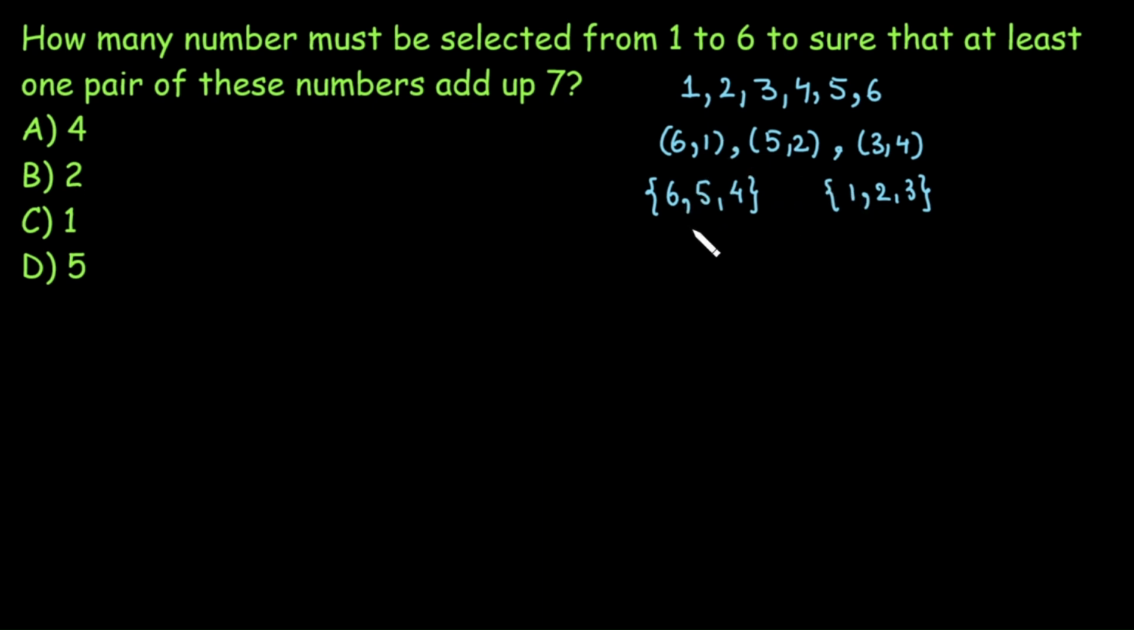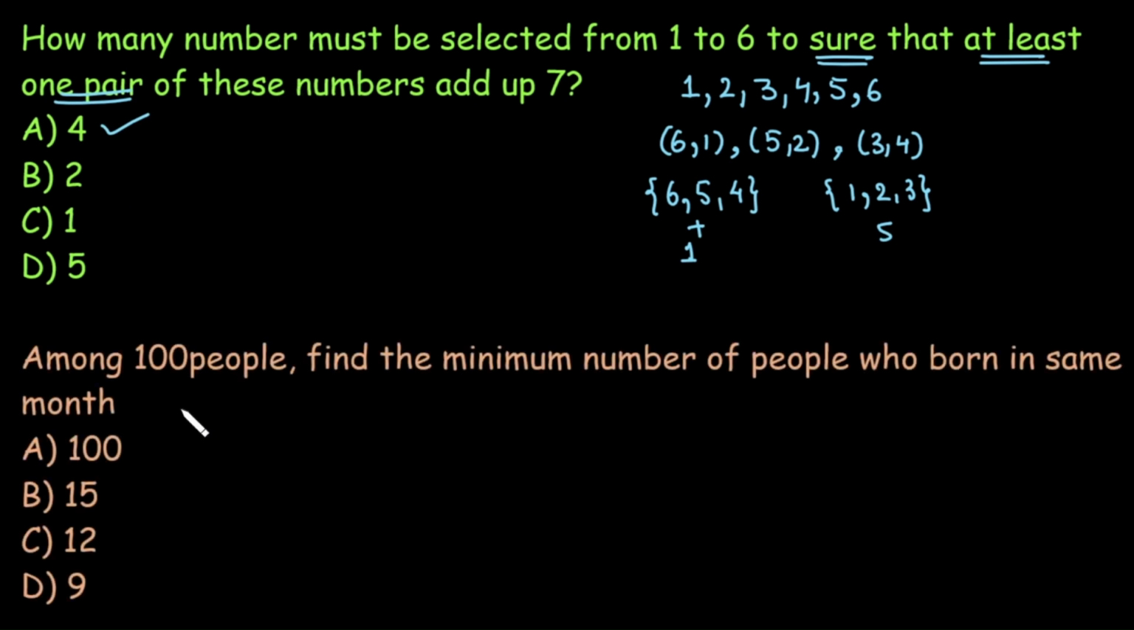Let's suppose we are adding one element here. So the sum of 6 and 1 is 7. Because the question is to be sure that at least one pair has addition 7. So once we add the fourth number, we get one pair whose sum is 7. Even in this case, if you take any number out of these, suppose we are taking 5, we get one pair, 2 and 5, whose sum is 7. It means the minimum number selected is 4. That is the answer.